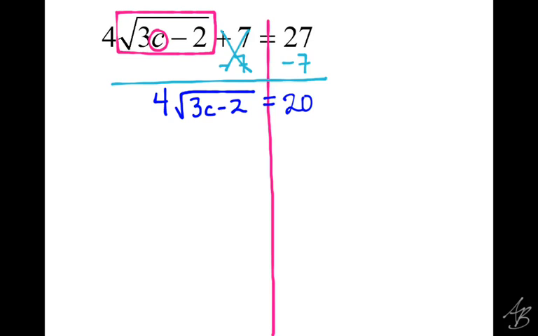And we're going to do that by dividing. Since that's a times 4 there, since it's right next to the square root, we get rid of it by dividing by 4. And those 4's are going to cancel. That leaves just the square root part now, right? So we've got the square root of 3c minus 2. And on the right side, 20 divided by 4 is 5.